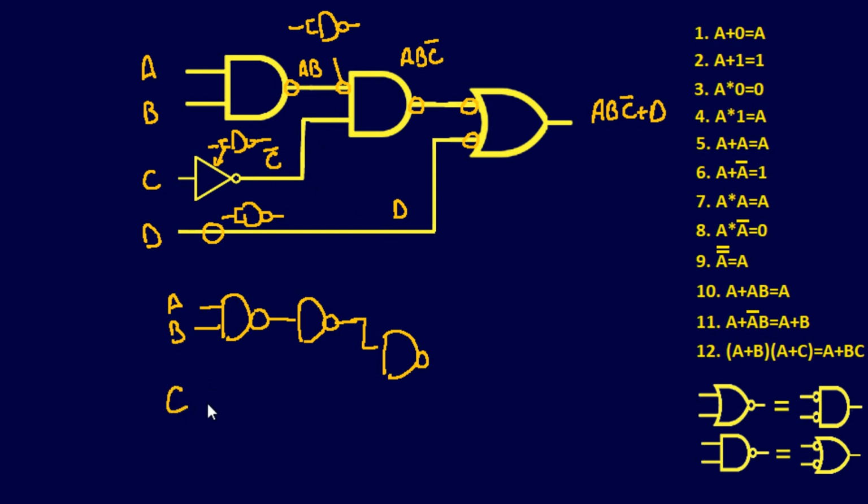But C needs an inverter, so I'm going to go ahead and draw that real quick. And then that will go into there. So right now we took care of that one, that one, that one, and that one. Let's keep going. I see D right here, so let's go ahead and knock that one out too. We'll put that lined up with C. And so we got that guy.